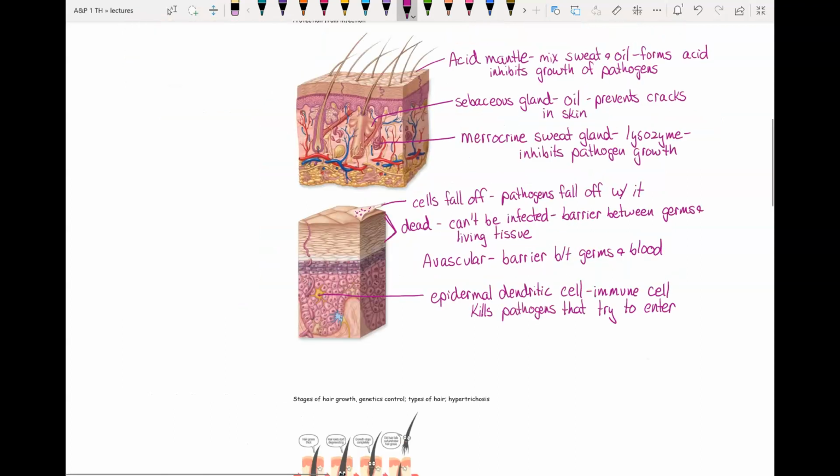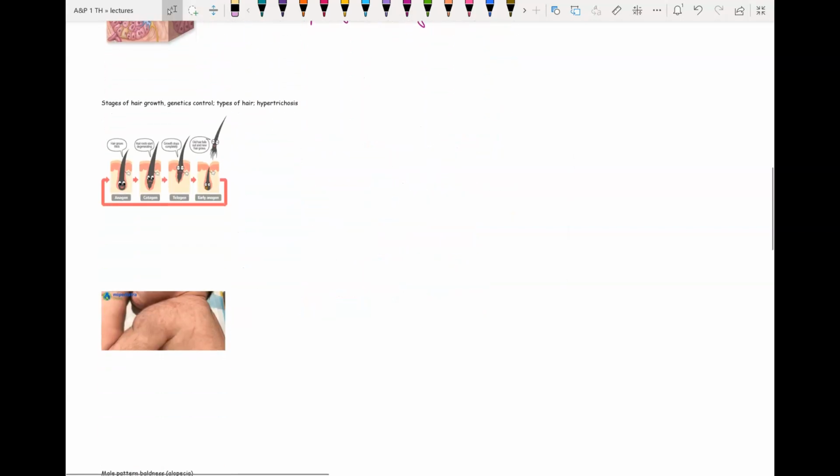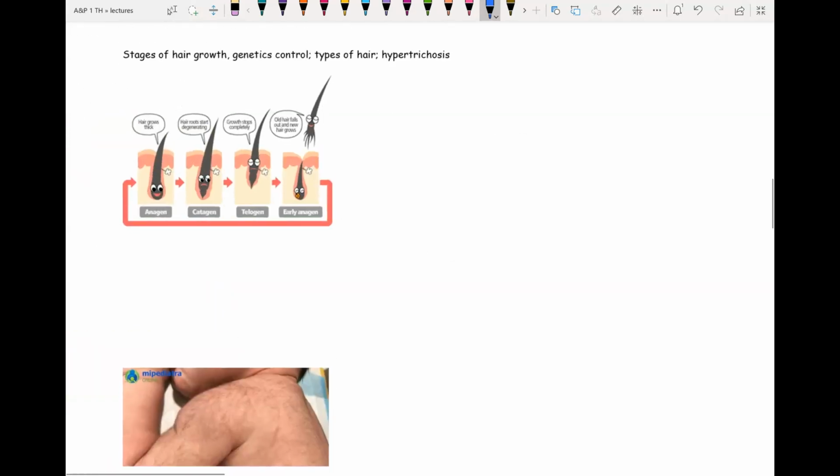So most of this is review. You've heard these things before, but now you have it all together here, a list of ways your skin is protecting you. Then finally we'll move on and we'll look a little bit at hair. Hair is an outgrowth of your skin. So first we'll look at the stages of hair growth.